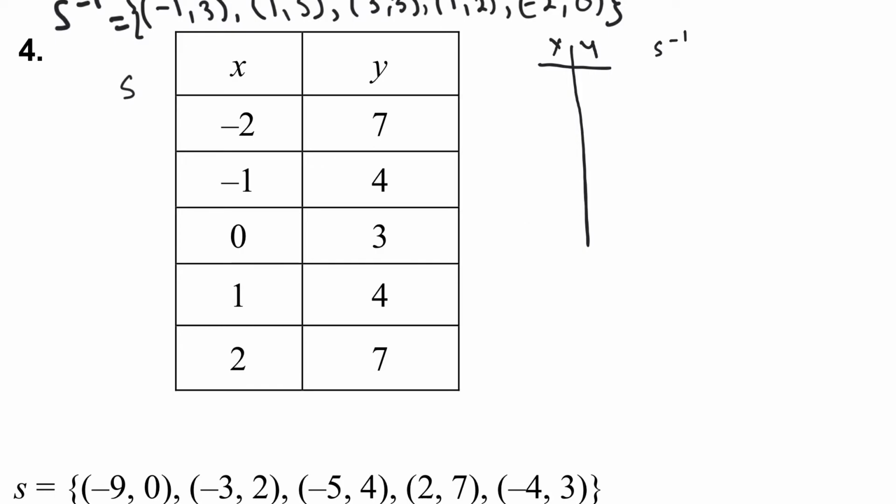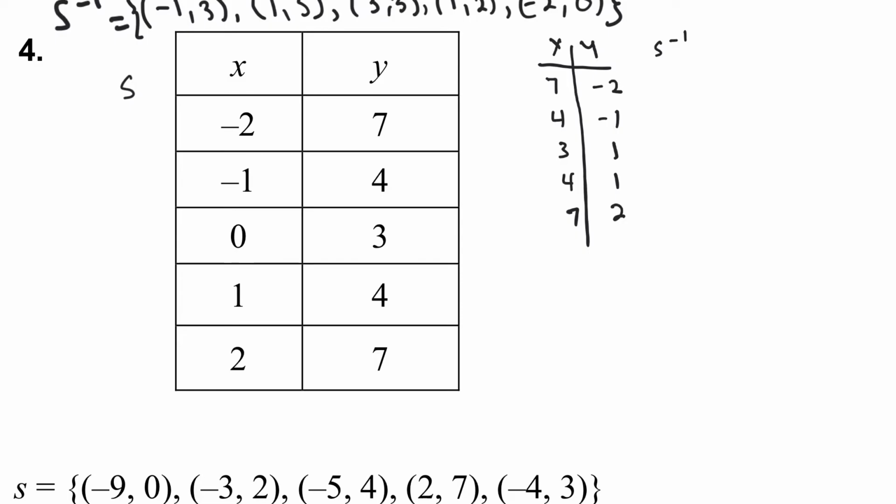For example, we have -2, 7. That's the ordered pair, so now you have 7, -2. You have -1, 4, so now you have 4, -1. We have 0, 3, so that's going to be 3, 0. We have ordered pair 1, 4, so it'll be 4, 1. And then we have 2, 7, so it's going to be 7, 2.